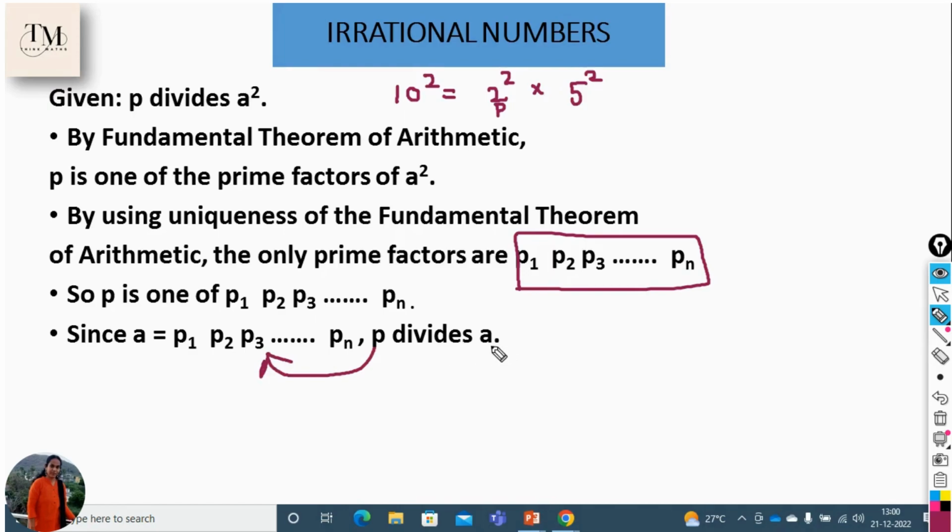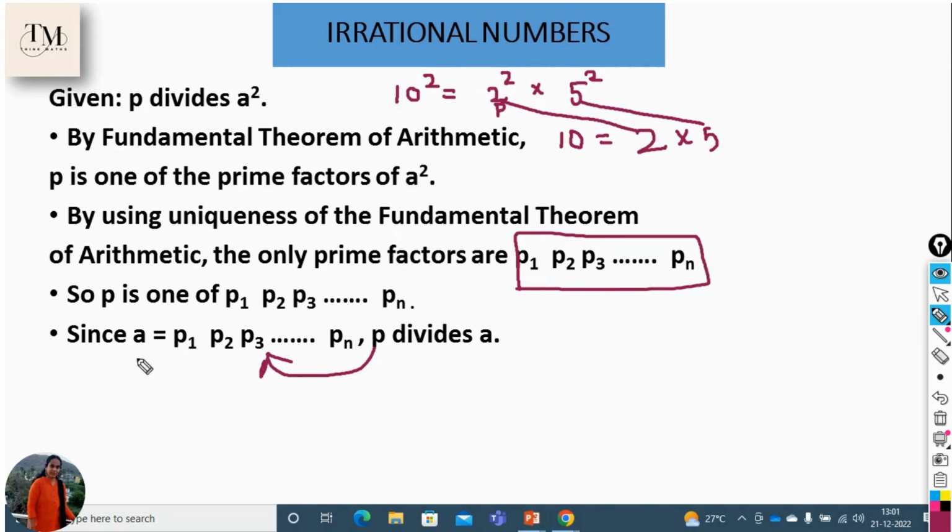Can you understand? So that is 10 square equal to 2 square into 5 square. Even 10 is equal to 2 into 5. Here no other prime factor appears. Whatever prime factor appears in 10 square, the same prime factor appears here. So the prime factors are not different. So the only prime factors are 2 and 5, that is, the only prime factors are P1, P2, P3, etc.